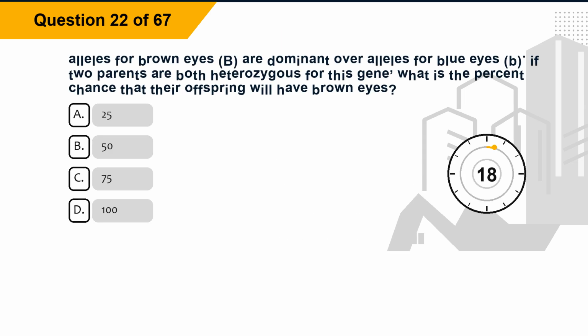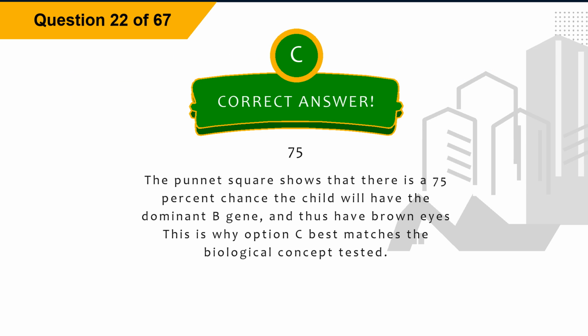Question 22. Alleles for brown eyes, B, are dominant over alleles for blue eyes, b. If two parents are both heterozygous for this gene, what is the percent chance that their offspring will have brown eyes? Option A, 25. Option B, 50. Option C, 75. Option D, 100. The correct answer is option C, 75.